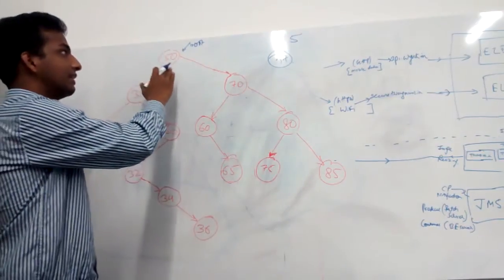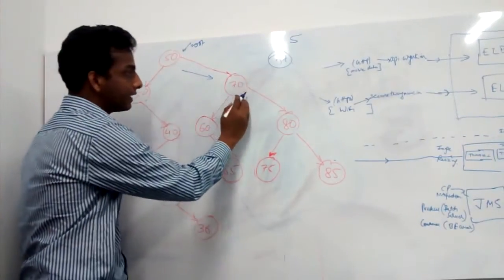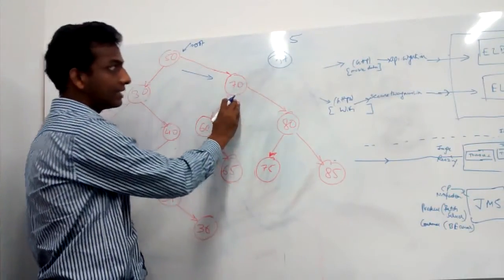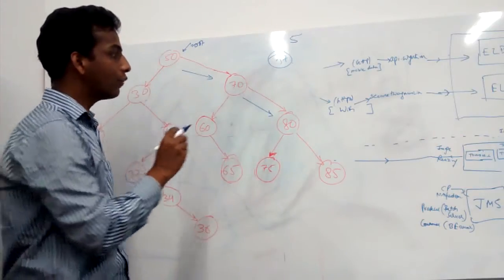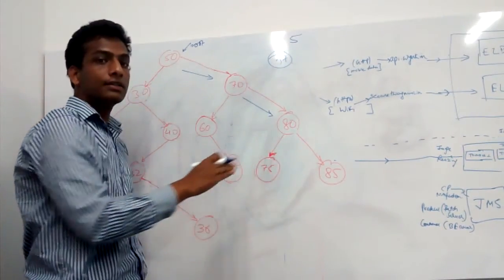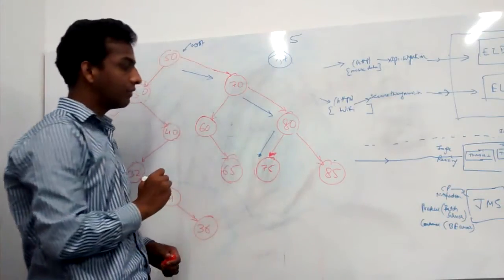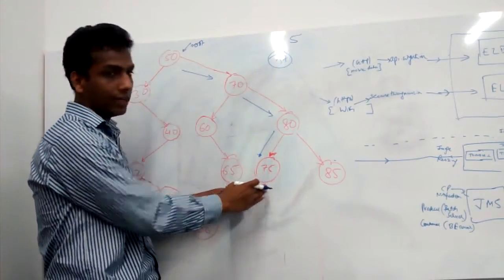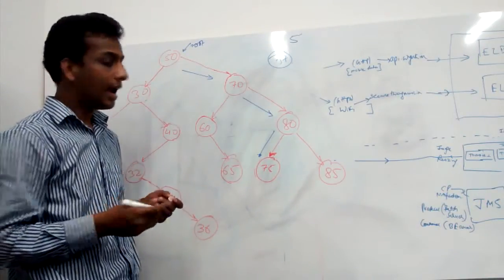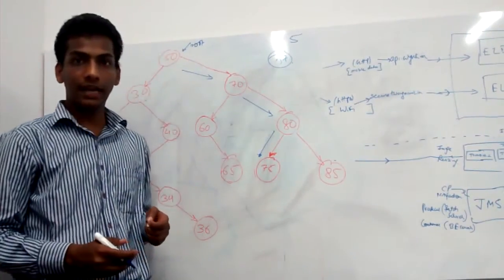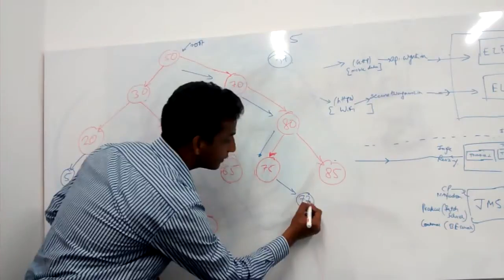Since 77 is greater than 50, we go to the right subtree, 70. 77 is again greater than 70, so we go again to the right subtree. Now we have the number 80. Since 77 is less than 80, we go to the left subtree. We find the number 75. Since 77 is greater than 75 and it does not have a right child, we put in 77 as the right child of 75.